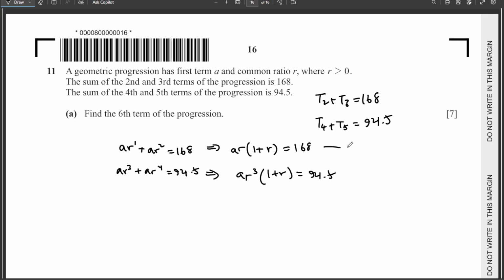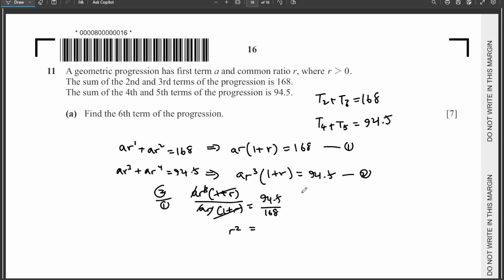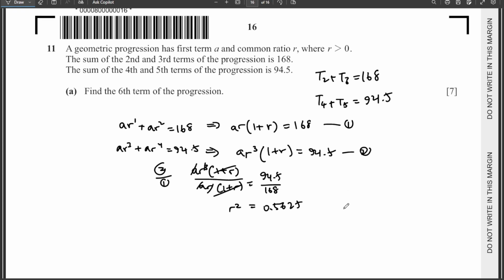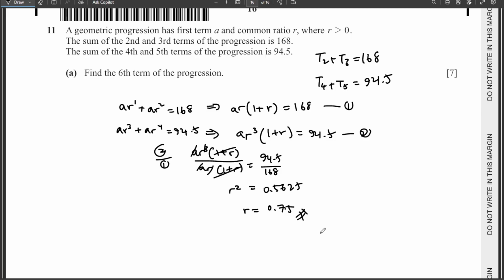Then I label them 1 and 2, and I'm going to divide the second equation by the first equation. So 1 plus R cancels, and we have just R squared equals whatever this value is: 94.5 divided by 168. So we take the square root. We know that R is greater than 0 already, so we ignore the negative square root and we get 0.75. Okay, good. We got R.